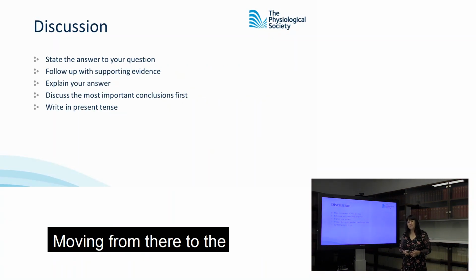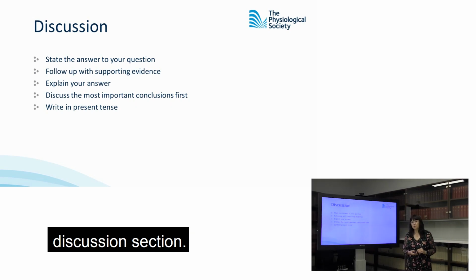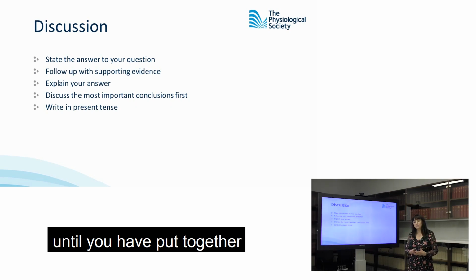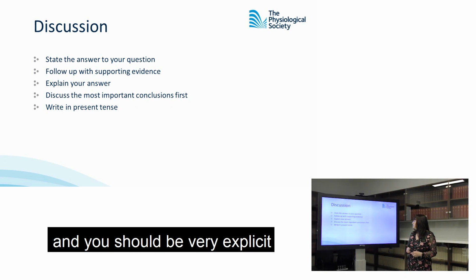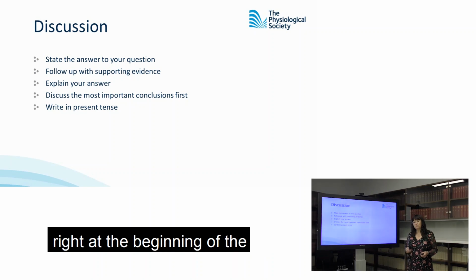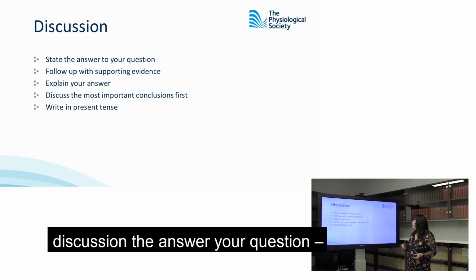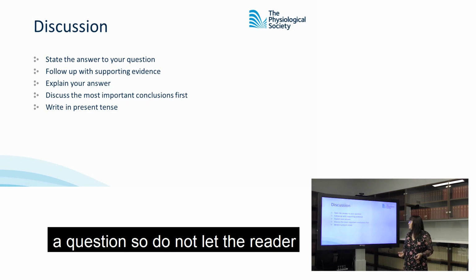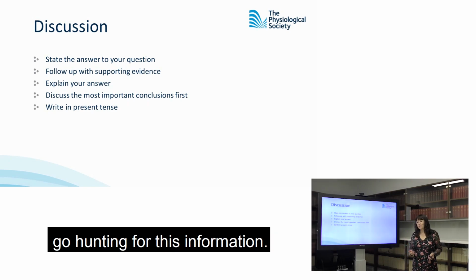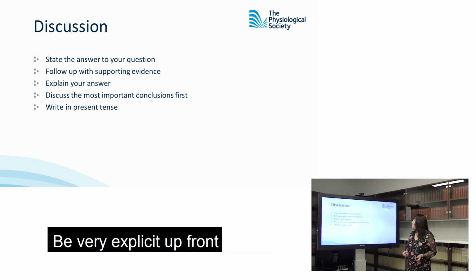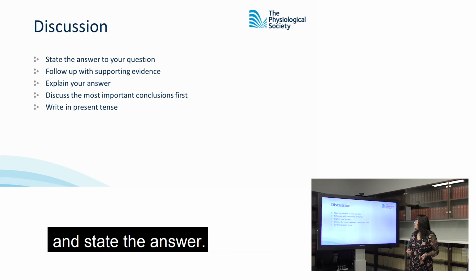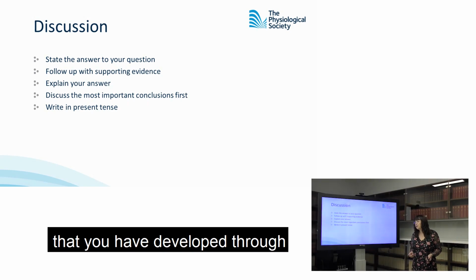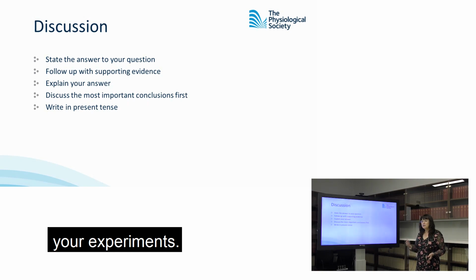So, moving from there then to the discussion section. Obviously, you really can't write this until you have put together your results, and you should be very explicit right at the beginning of the discussion. The answer to your question. Your study was designed to ask a question, so don't let the reader go hunting for this information. Be very explicit up front and state the answer. You can then follow that up with the supporting evidence that you developed through your experiments.